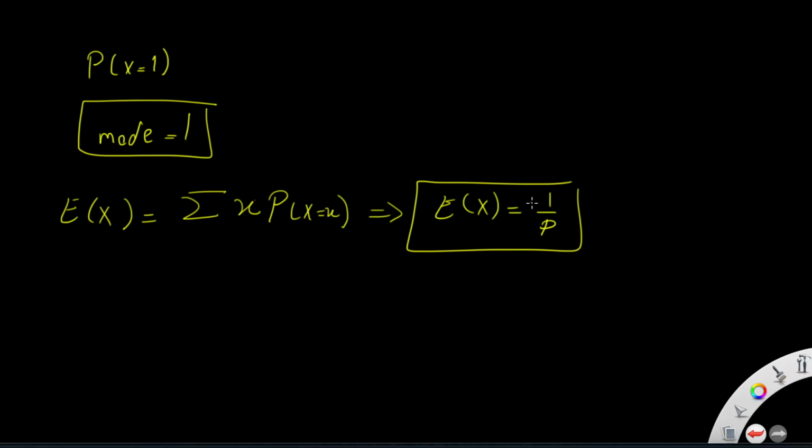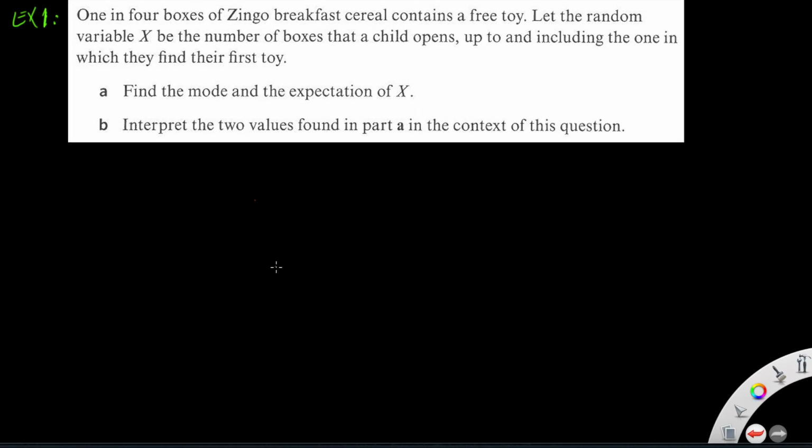Now let's see some examples. Example number 1. One in 4 boxes of Zingo breakfast cereal contains a free toy. Let the random variable x be the number of boxes that a child opens, up to and including the one in which they find their first toy. Part A, find the mode and expectation of x.